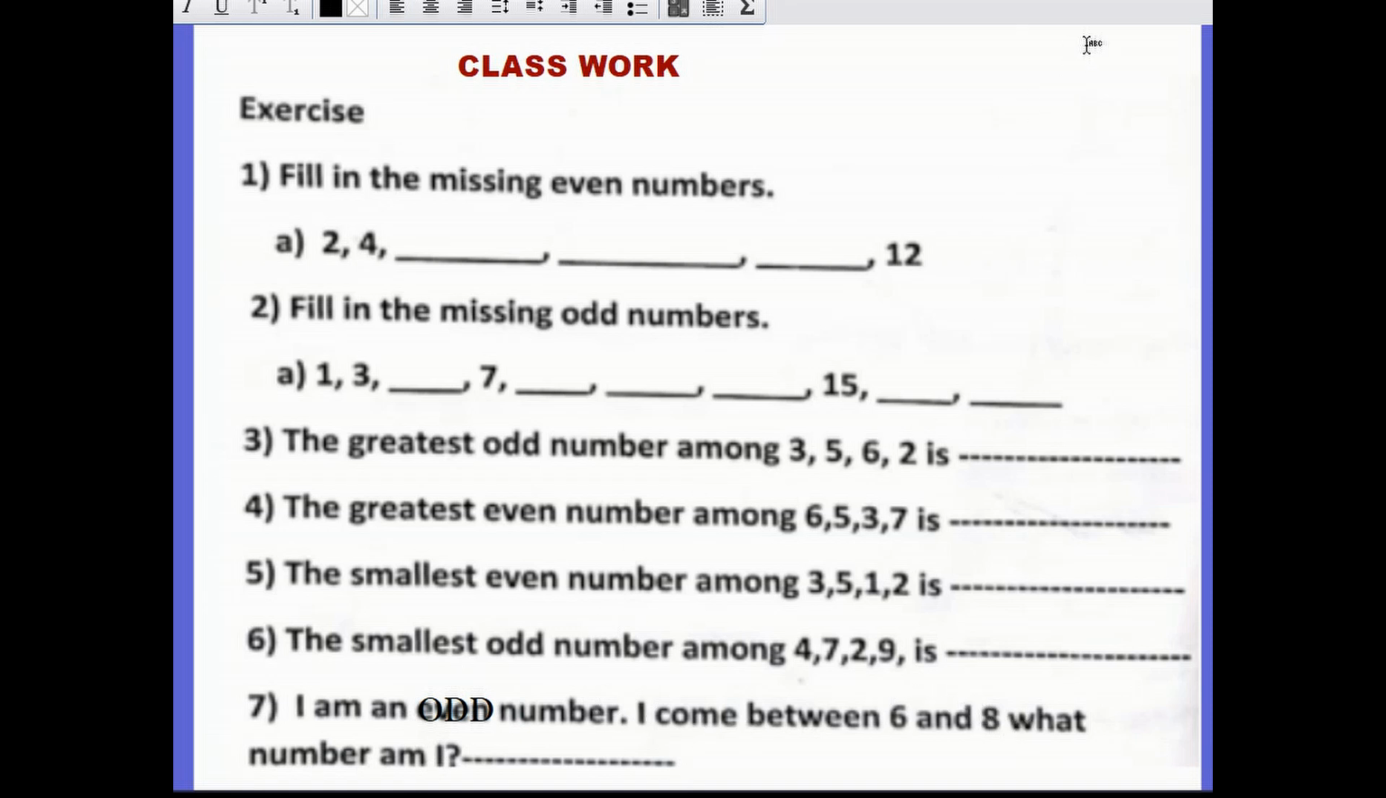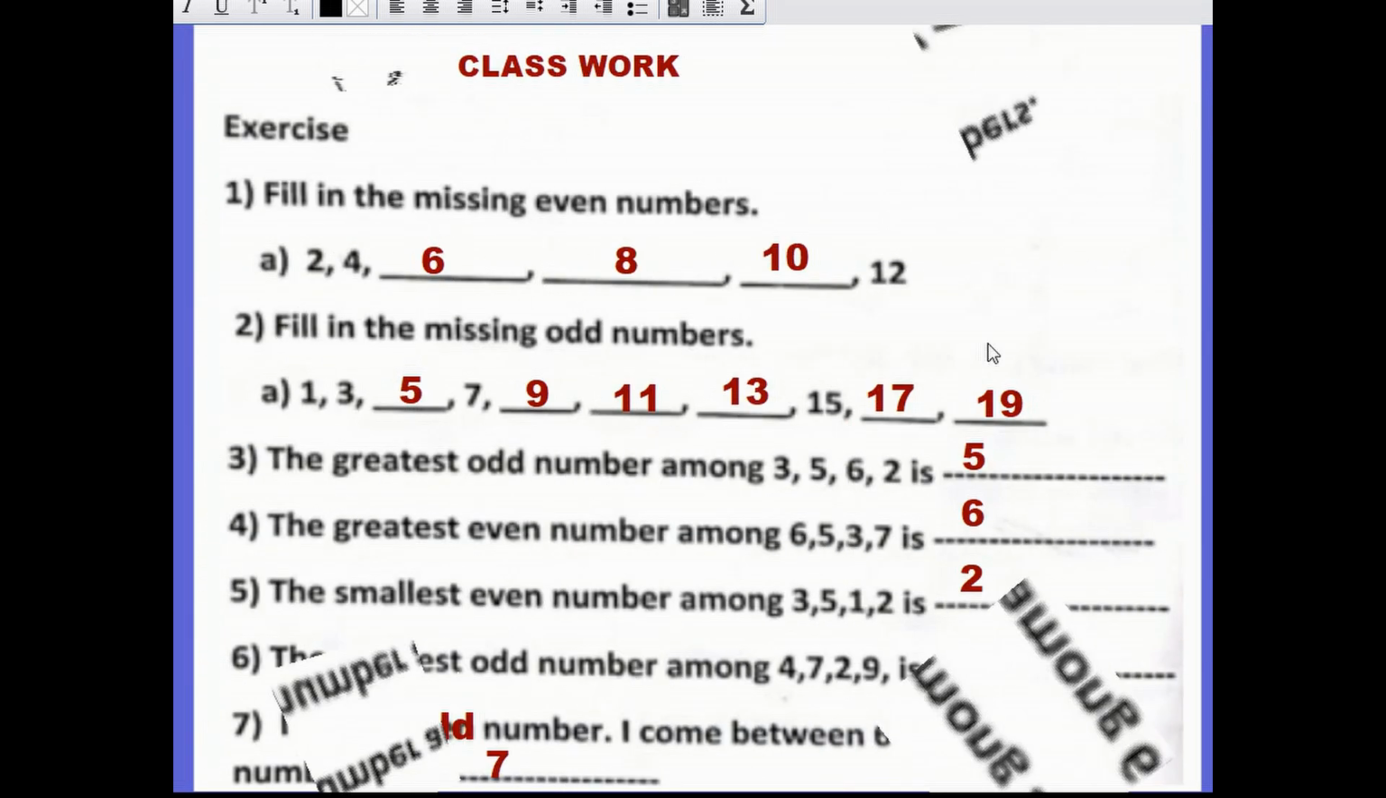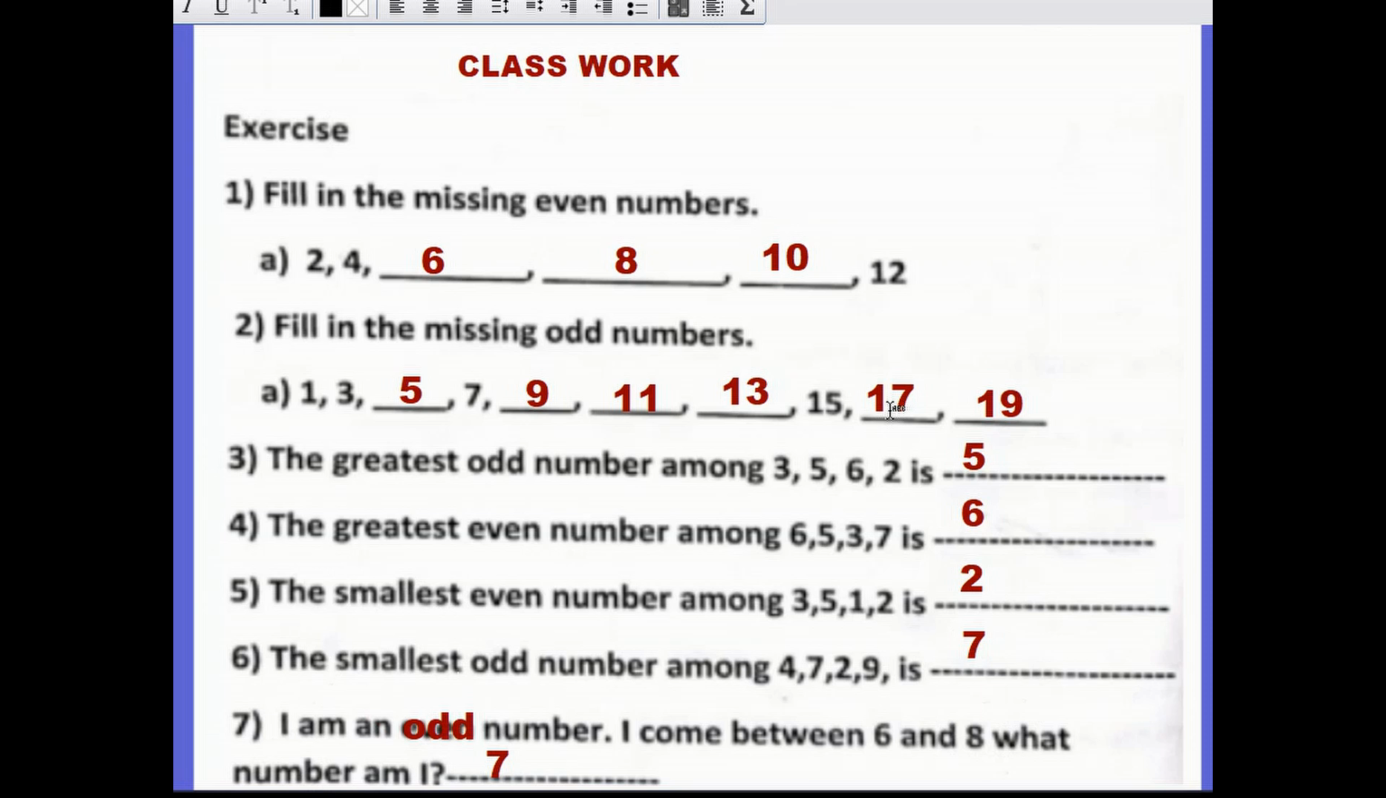After that, now finish it. The first one is to write the missing numbers. The second one, the odd numbers, the greatest and the smallest, based on the pattern given here. I'll give you 5 minutes for this one. Alright, students, now let's compare your answer with this one.